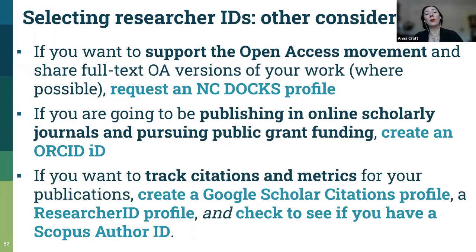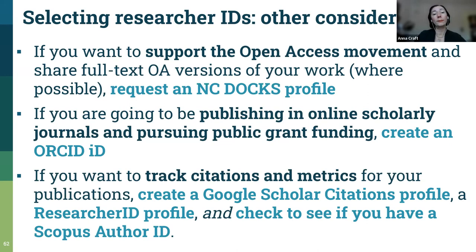Some other quick considerations. If you want to support open access and share full text open access versions of your work, then NC Docs is going to be a helpful one for you in that regard. If you're publishing in scholarly journals and perhaps pursuing grant funding, then you are probably going to want an ORCID. And if you're looking to track citations and metrics, then Google Scholar citations will probably be the most useful one, but you may also want to check out Researcher ID and look to see if Scopus has created a profile for you as well.